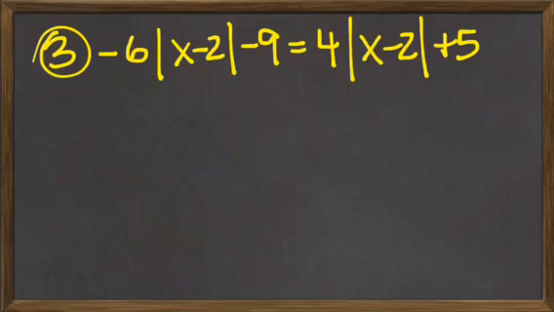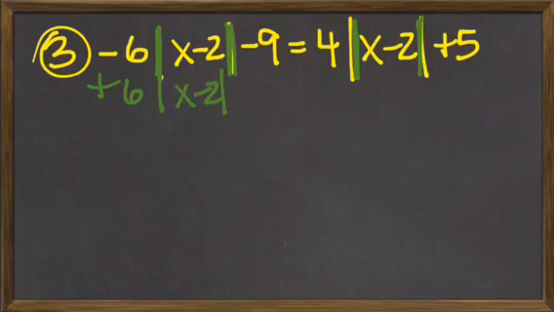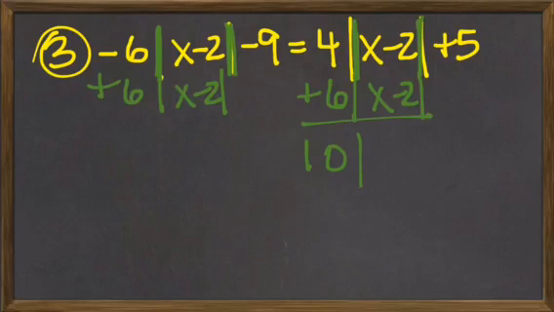Here is the final equation that we are going to solve in this video. And so here I see I've got the absolute value of x minus 2 on both sides. I'm going to go ahead and add 6. I like to keep things positive. So I'm going to add 6 times the absolute value of x minus 2. And I've got 10 times the absolute value of x minus 2.